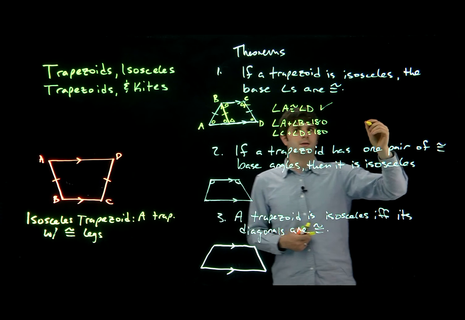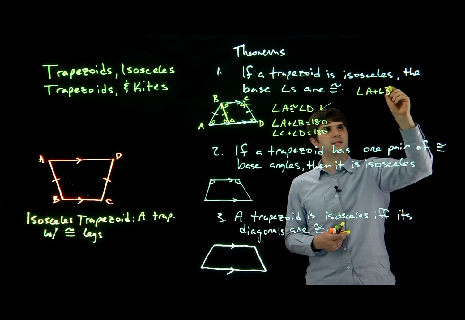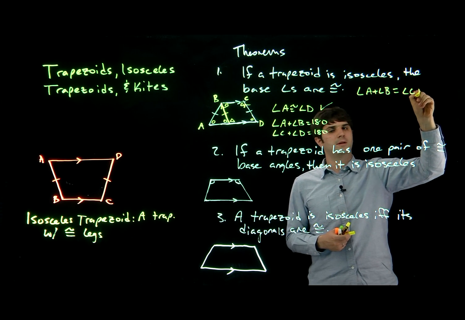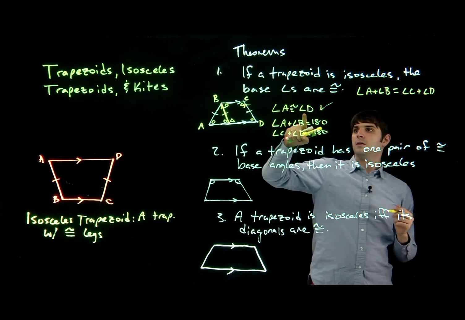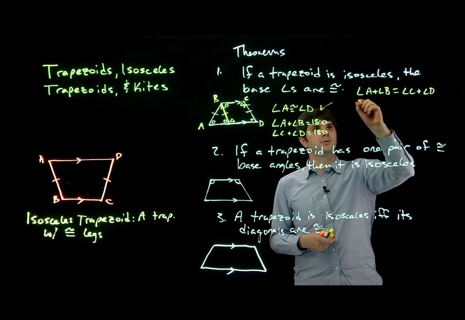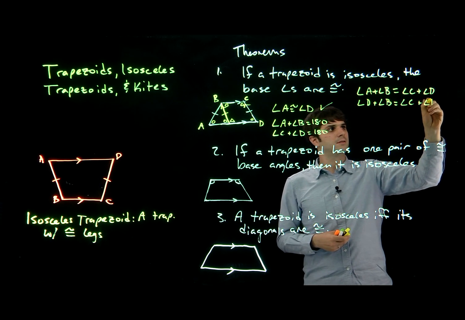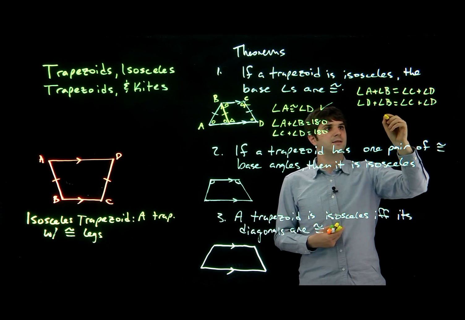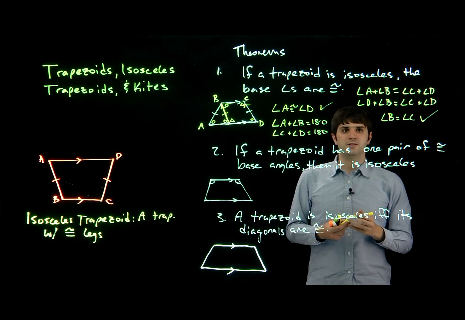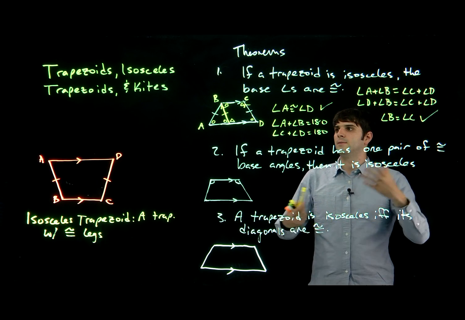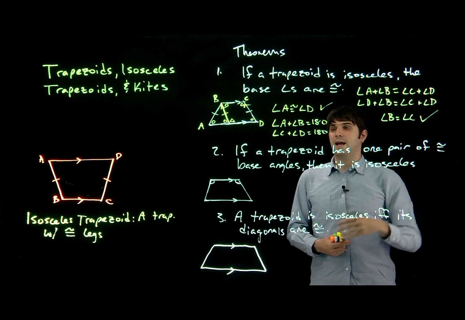So let me move over here. Angle A plus angle B equals angle C plus angle D. Okay, but we know we can substitute in here. We can substitute A for D. So angle D plus angle B equals angle C plus angle D. So now we have an angle D on both sides. Angle B equals angle C. So that is the other part of the other two base angles. So if a trapezoid is isosceles, the base angles are congruent.